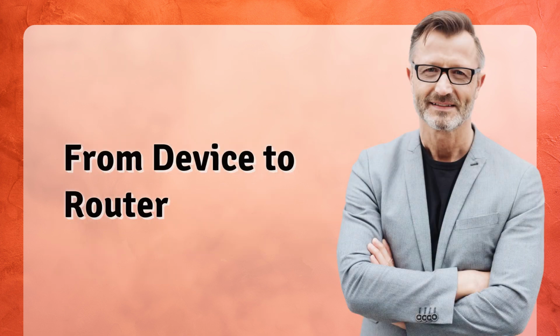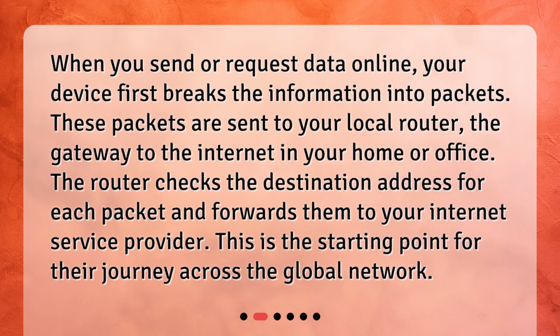From device to router. When you send or request data online, your device first breaks the information into packets. These packets are sent to your local router, the gateway to the internet in your home or office. The router checks the destination address for each packet and forwards them to your internet service provider. This is the starting point for their journey across the global network.